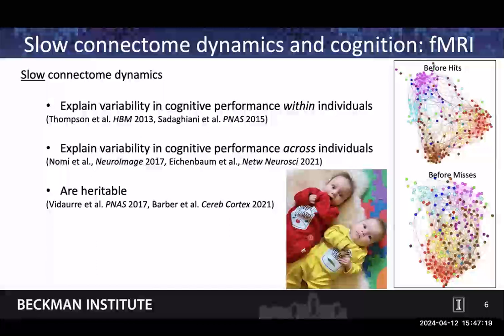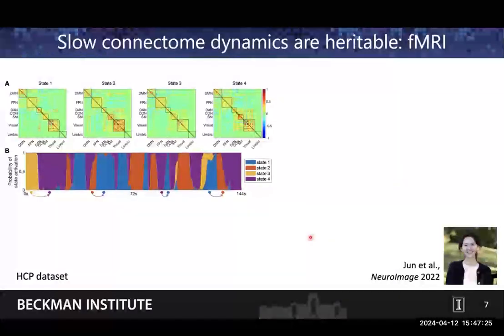Should I go into heritability or should I jump over it? Does anybody here want me to go into the heritability? Because the next slide is about heritability. I can. Sure. All right. Okay.